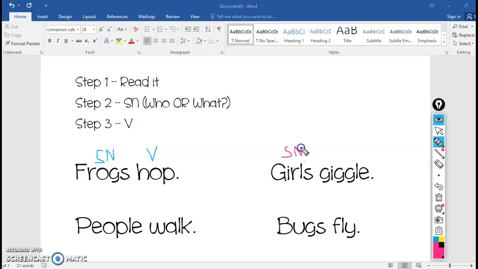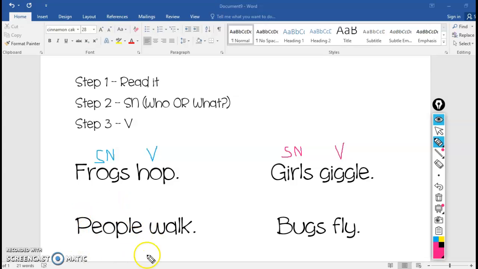Now I move on to step three, and I'm going to do the verb. What is being said about girls? Girls giggle. Verb. And I put a V above it. Put all three steps together, and this is what it sounds like. Girls giggle. Who giggles? Girls. Subject noun. What is being said about girls? Girls giggle. Verb. All right, we'll come on down to the next sentence, and it's people walk.